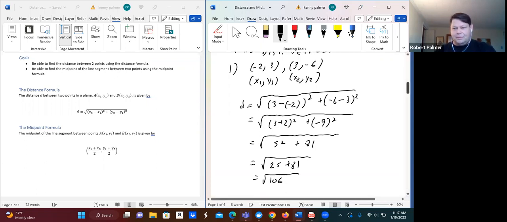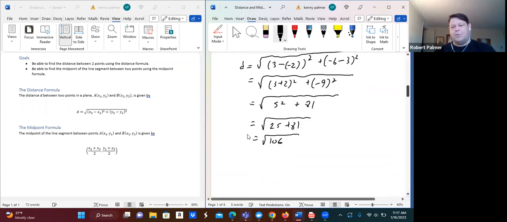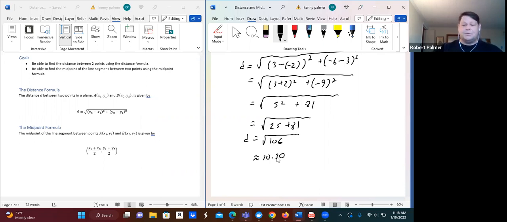Now, that may or may not simplify, and I'm not really going to worry about that. But let's also approximate it with a calculator, because most of the time you're not going to leave it like that, although that is the exact answer. So just use your calculator: the square root of 106 is approximately, and these little squiggly bars mean approximately, I'll do 2 decimal places, 10.30. Okay, so that's the distance between those 2 points.